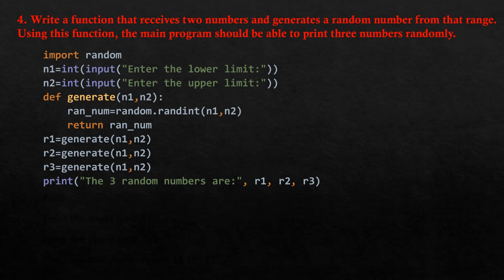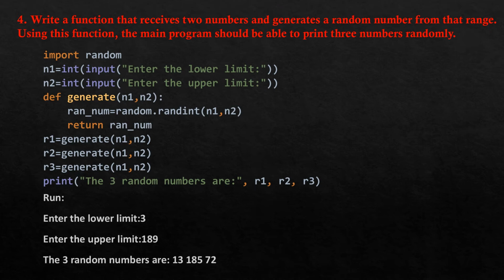Here we have defined a function called generate having two parameters n1 and n2. This function returns a random number between n1 and n2. We have called the function three times to get three different random numbers. Okay, now let's run it. Here we have passed the lower limit as 3 and the upper limit as 189. Okay, and let's see the three random numbers generated are 13, 185 and 72. These three numbers are within that range.